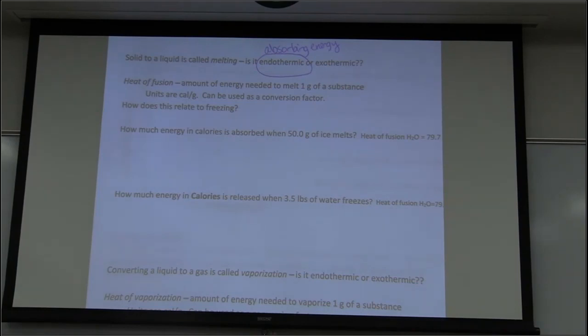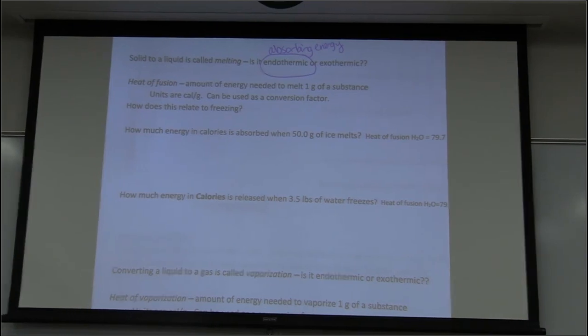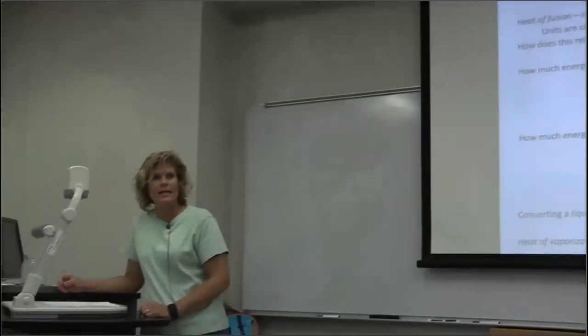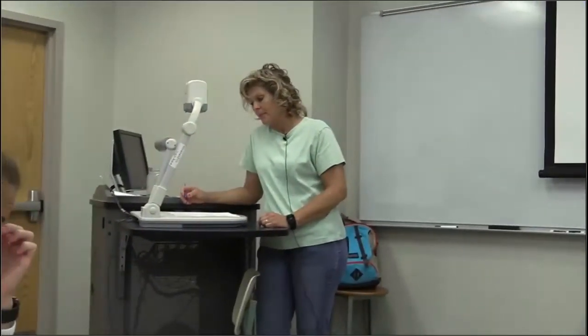That is called heat of fusion. I'm not going to ask you heat of fusion again. I won't ask you that term. But that is called heat of fusion, and it's the amount of energy required to melt 1 gram of a substance. The heat of fusion has units in calories per gram.